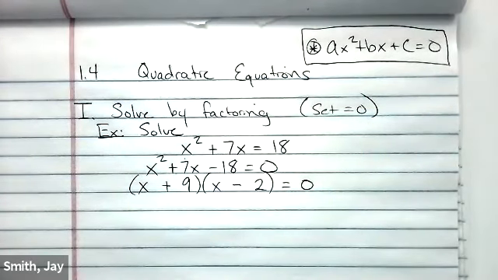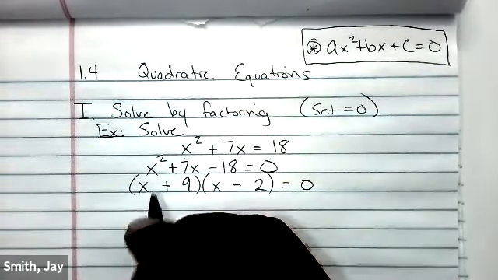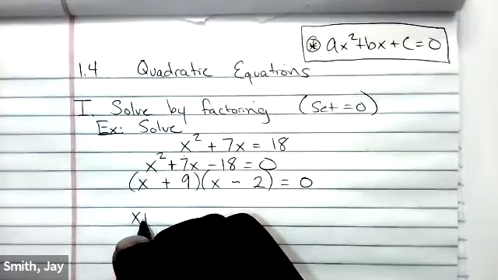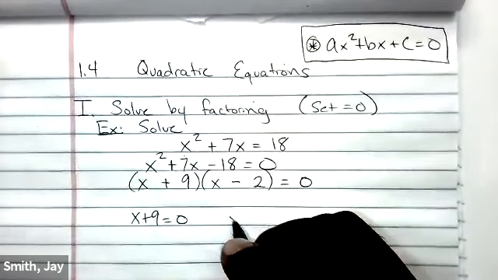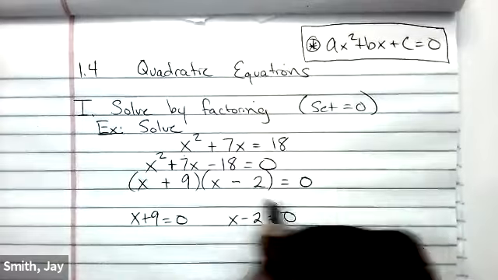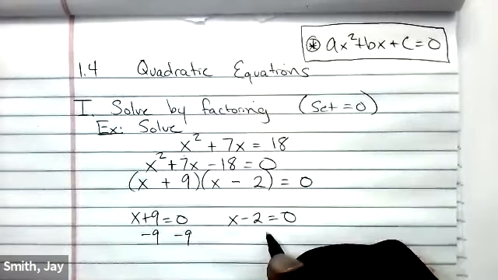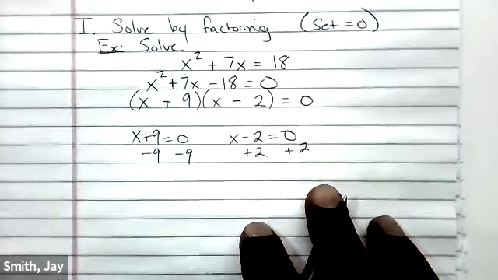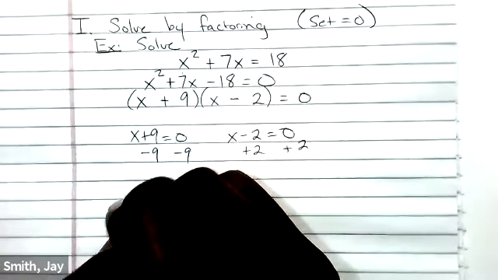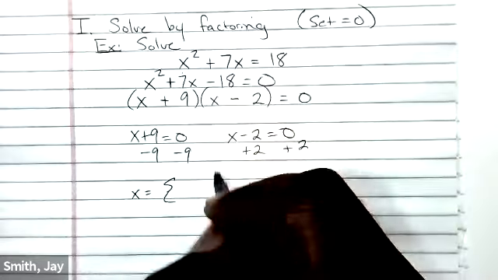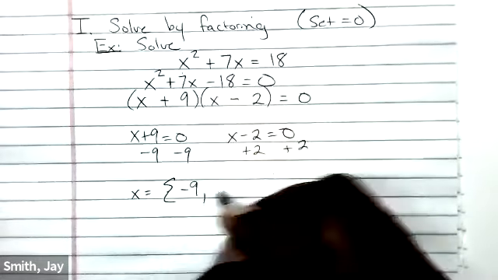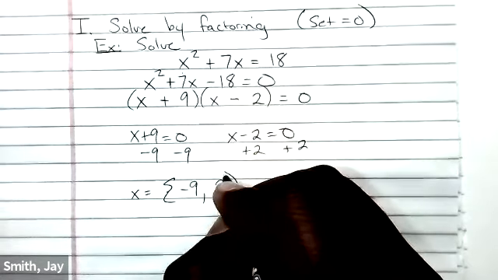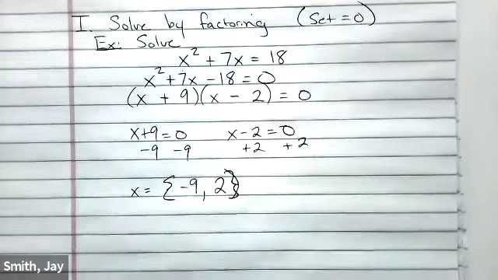All right. So what we're going to do is take each factor, the first one being x plus 9, the other being x minus 2. Set them equal to 0, and then solve. So our solution set is negative 9 and positive 2.